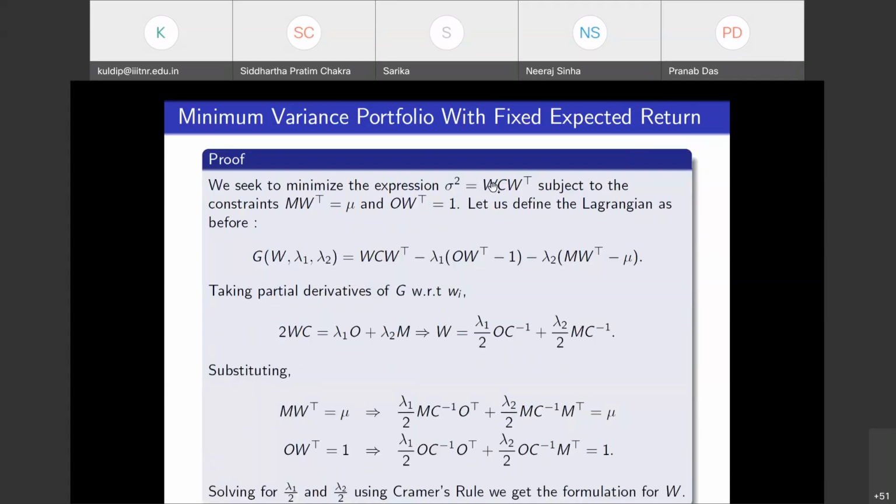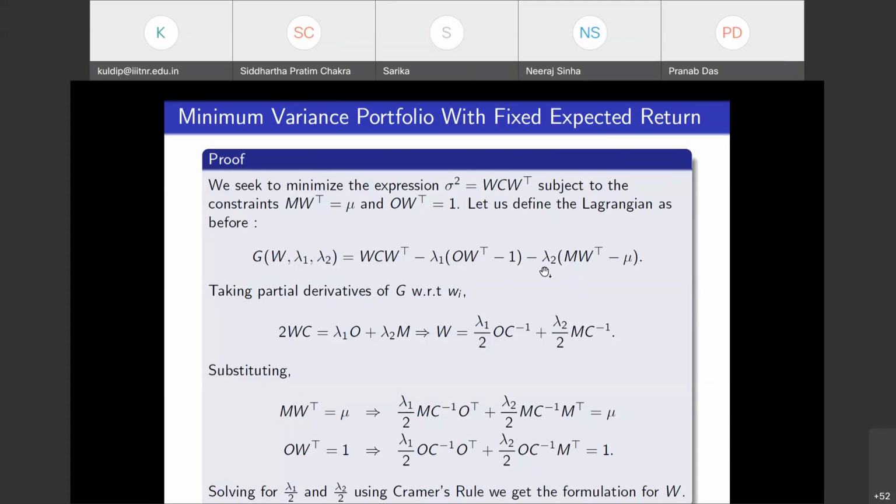Same problem: minimize this variance sigma square subject to the sum of the weights being equal to 1, in the matrix form OW transpose equal to 1. But remember, here we now have an additional constraint that MW transpose equal to mu. That is, you have fixed the return of the portfolio to be some quantity mu. So then again we define the Lagrangian: G is WCW transpose minus the constraint OW transpose minus 1 into lambda 1, and on top of it now we have to put a second constraint, MW transpose minus mu into lambda 2.